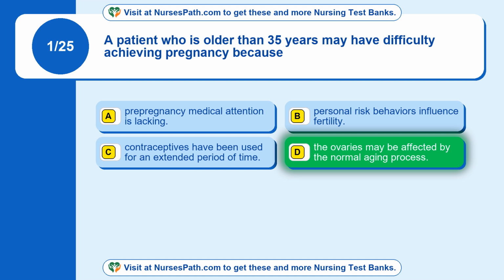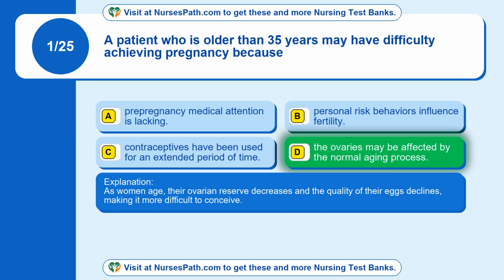The correct answer is Option D. The ovaries may be affected by the normal aging process. As women age, their ovarian reserve decreases and the quality of their eggs declines, making it more difficult to conceive.